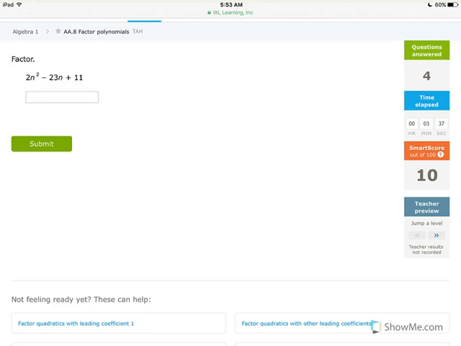And here's an example of something with a lead coefficient other than 1. So if you have a lead coefficient that is not 1, then there's one extra step to find the correct combination of numbers. You want to look for factors of the back number times the front number. So we want to look for factors of 11 times 2. So factors of 22. So things that multiply out to be 22, but they're going to add up to be the middle term, negative 23.